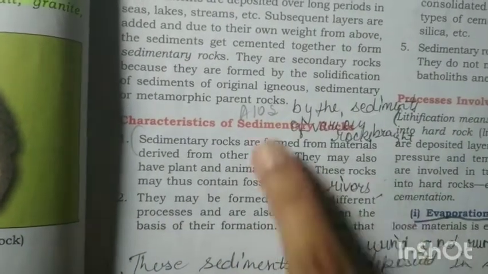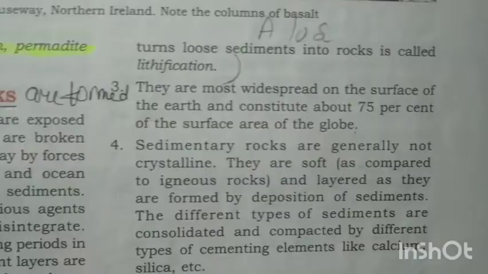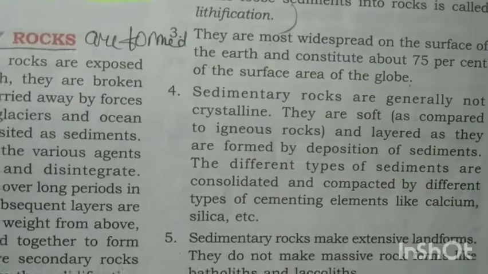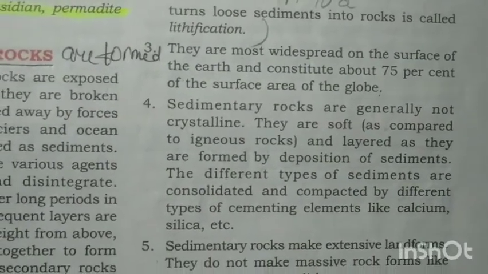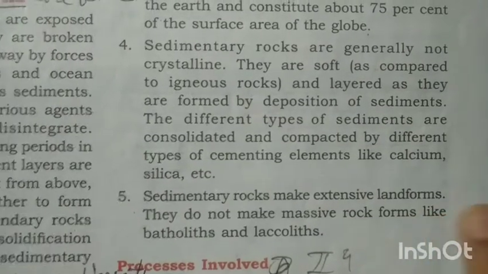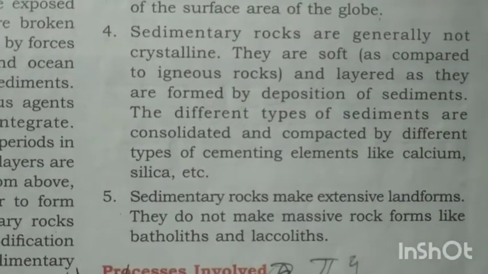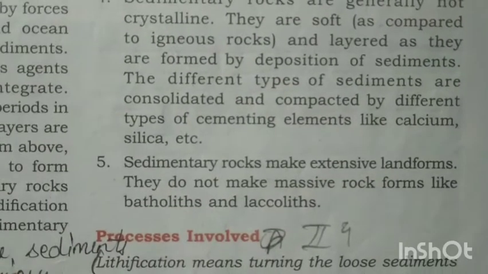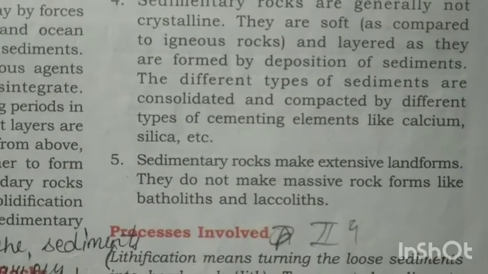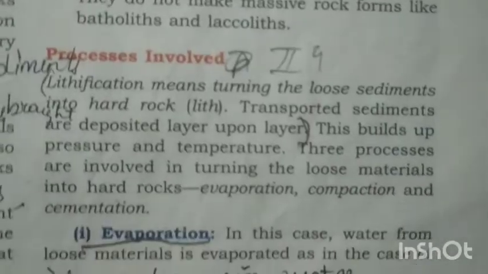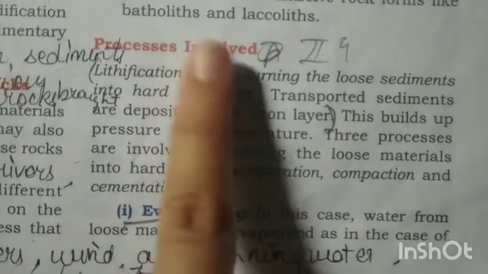Please just excuse these writings. Next, they are generally non-crystalline, they are soft as compared to igneous rocks. And they make extensive landforms, and they do not make massive rocks like batholiths and laccoliths, because the sediments are cemented together and form extrusive land.